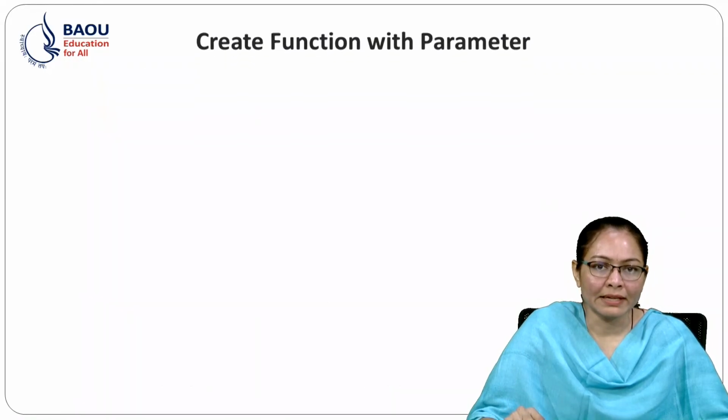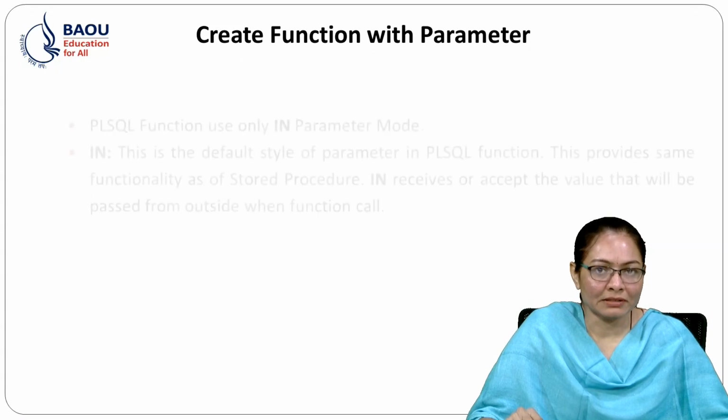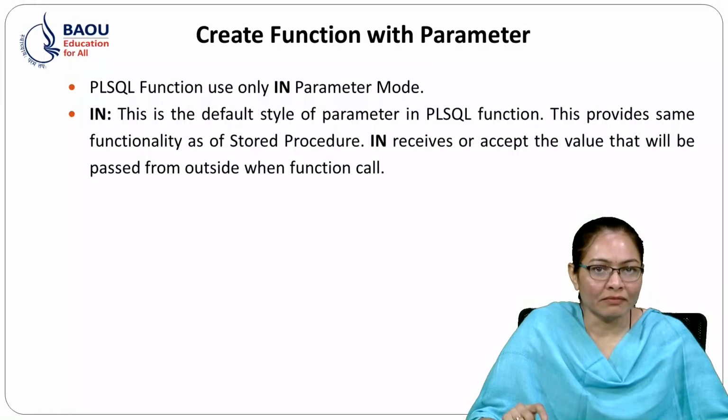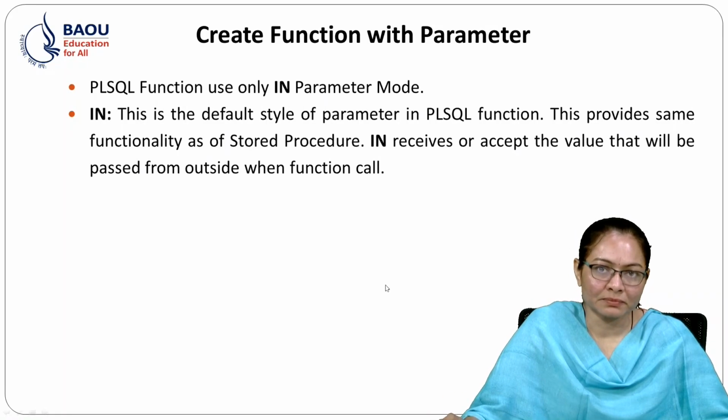Now, create the function with the parameter. There are three ways of passing the parameter to PL/SQL: IN, OUT and IN OUT. Out of these three, the PL/SQL function uses only the IN parameter mode. IN accepts the value. This is the default mode of the parameter in a PL/SQL function. This provides the same functionality as the stored procedure, to receive and accept the value that will be passed from the outside when the function is called.